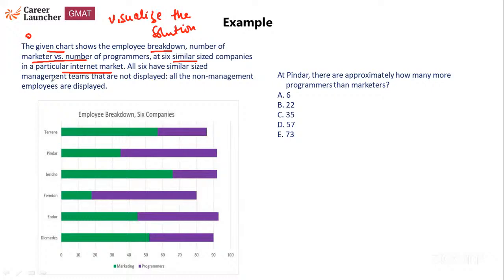All six similar sized management teams are not displayed. Non-management teams are displayed. Okay, so here non-management teams are there, that is, marketing in green and programmers in purple. And there are six companies on the y-axis: D, E, F, J, P, and T. Just use the initials, that will help you. Otherwise, the names might be quite difficult at times.